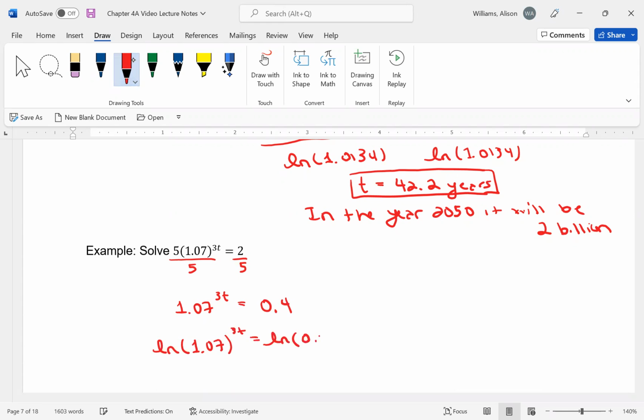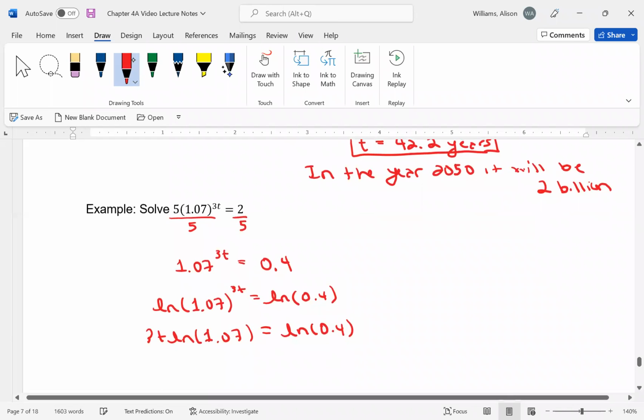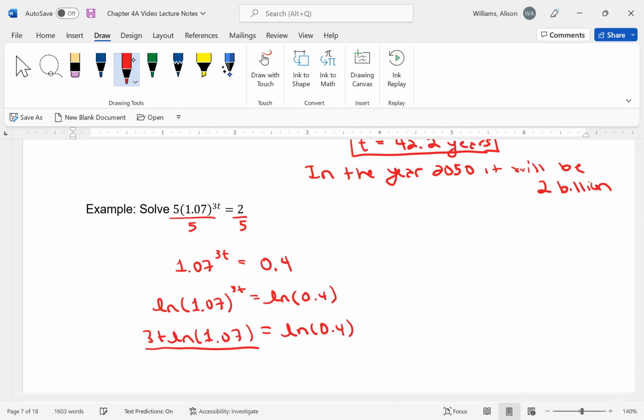And I'll go ahead and introduce parentheses here to make it a little bit cleaner. I'm going to bring the exponent to the front, which is the whole point. And now I can solve for T, sorry, that's a 3, by dividing by not only the natural log of 1.07, but also by the 3 in the front. Both of those will cancel and it'll leave me with T.